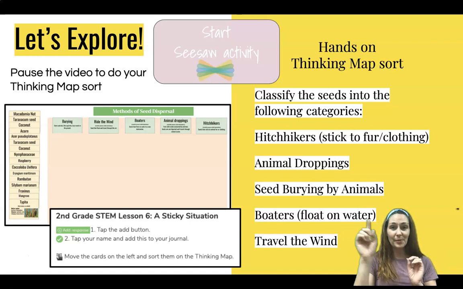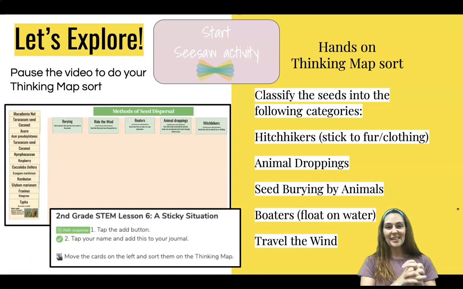So you're going to pause, but before we do that, I'm going to tell you the different categories. One of the categories is hitchhikers, and hitchhikers are seeds that stick to clothing or fur. If you've ever gone hiking and had a burr stuck to you, right? That's called a hitchhiker. They cling on to something and travel until they get knocked off again. Animal droppings: that happens when an animal eats a seed and it comes out a different way. I know, kind of silly.